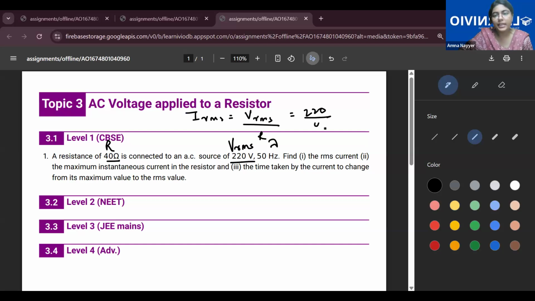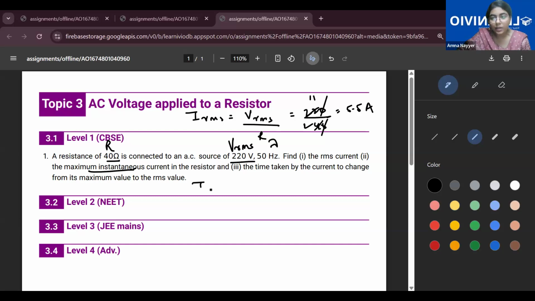That is 220 divided by 40. So 11 by 2, that is 5.5 ampere. Okay. And second is maximum instantaneous current in the circuit. Maximum instantaneous current, that is the peak value of the current. Instantaneous current means it is fluctuating, it is variable. So the maximum value of the fluctuating one means it's the peak one.